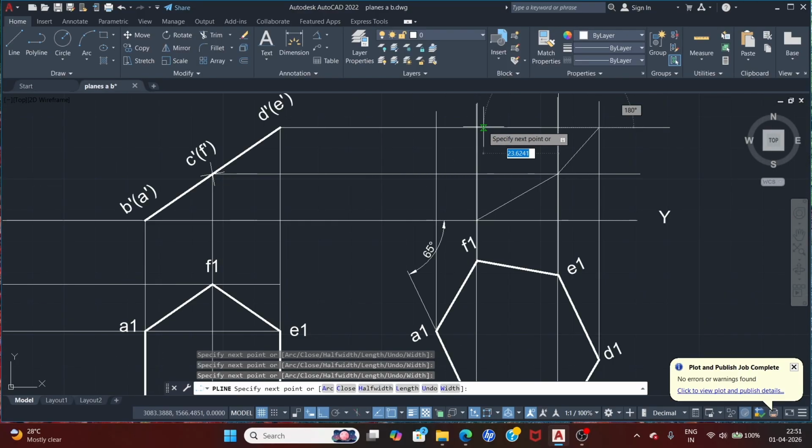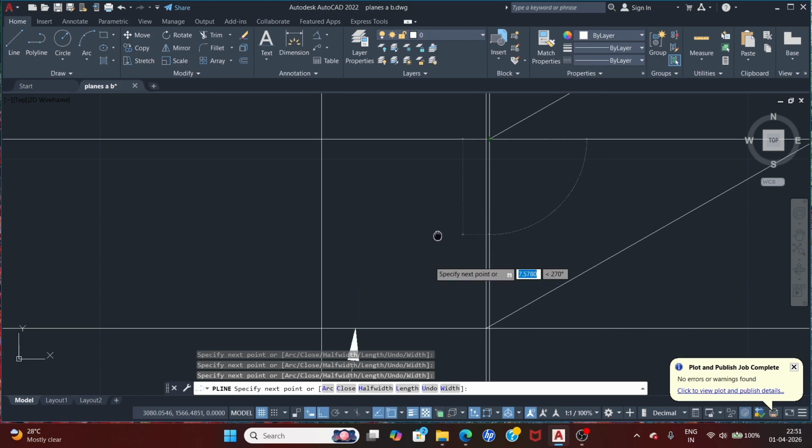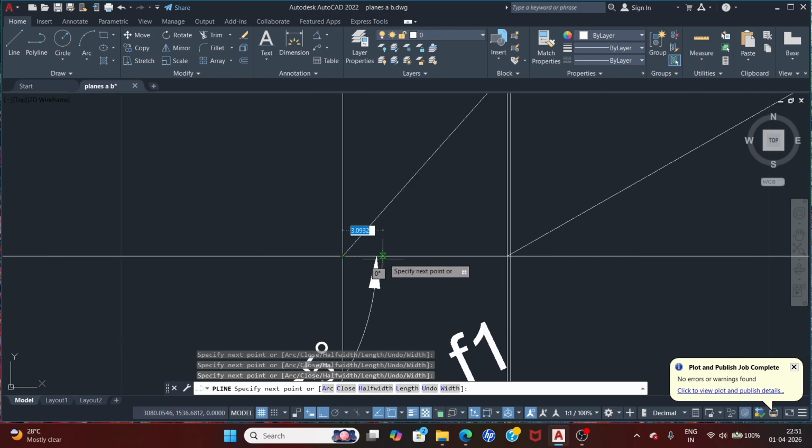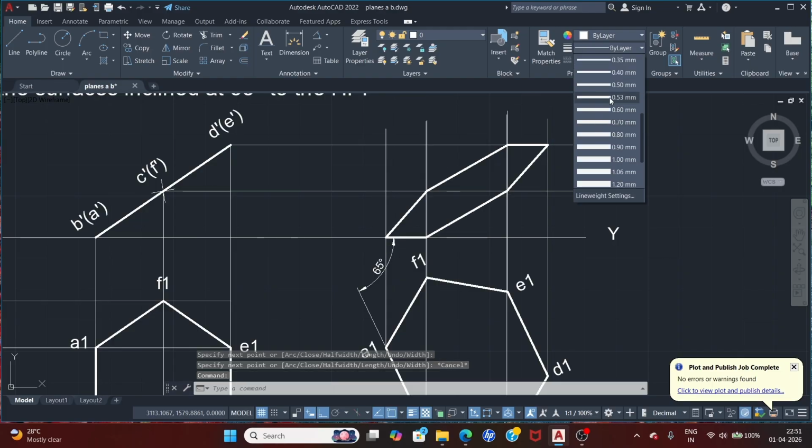F is also on the right side. F is at the middle line, not at the top line. So it is at the middle line. Zoom the drawing and select the right line. And again go to A. That's okay. So now this is nothing but our sixth case drawing.